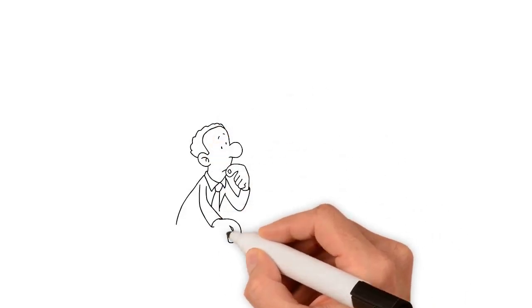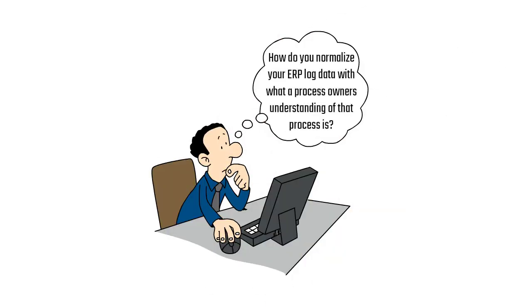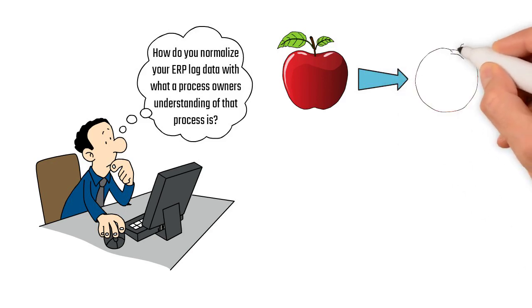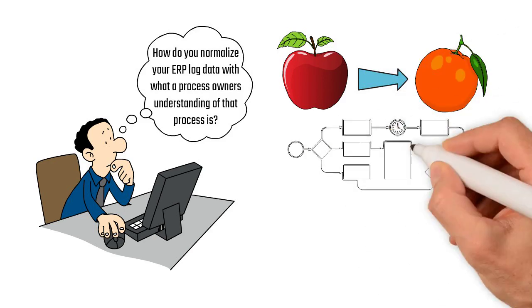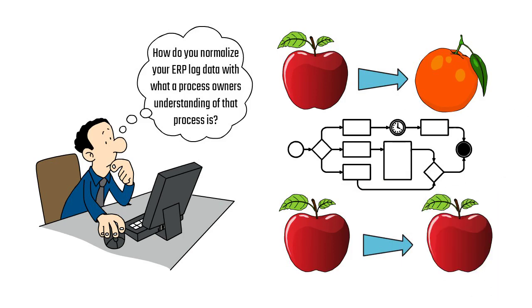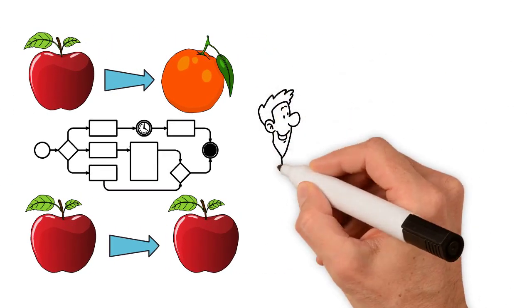Point being is, how do you normalize your ERP's log data with what a process owner's understanding of that process is? On the surface, it may sound like a classic apples to oranges scenario, but thanks to BPMN, they are actually apples to apples. This may require seeing what I'm talking about to really get it.